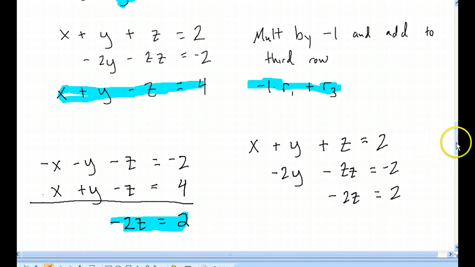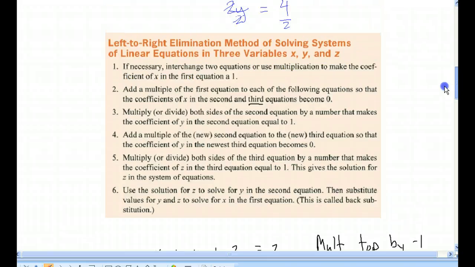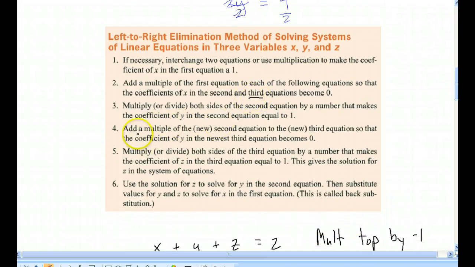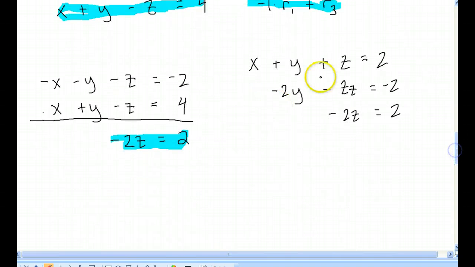Alright, so there's our system after this step. That's all of step 2. Step 3: multiply or divide both sides of the second equation by a number that makes the coefficient of y in the second equation equal to 1. So if we come down here to what we have left, what do I need to divide this equation by to get a 1 right here? I need to divide this middle equation by negative 2. So divide by negative 2, divide by negative 2, divide by negative 2.